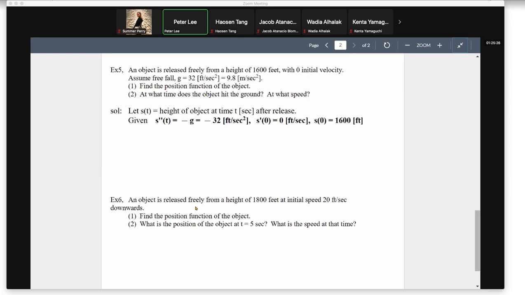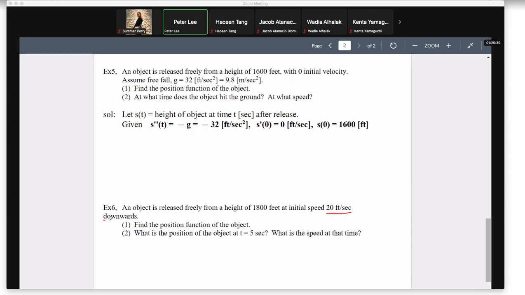Example 6: an object is released from a height of 1,800 feet at an initial velocity of 20 feet per second downwards. Now here, when you look at this question, 20 feet per second downwards, not upwards. So now the direction must be very clear. If you set up the axis like that, and we want this to be the x-axis, then this is the ground, we let this be x equals 0, and let this s right here be 1,800. That's example 6, right?